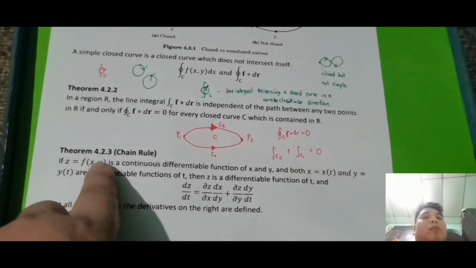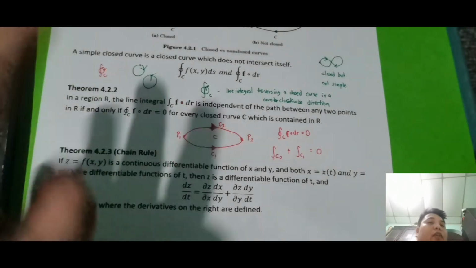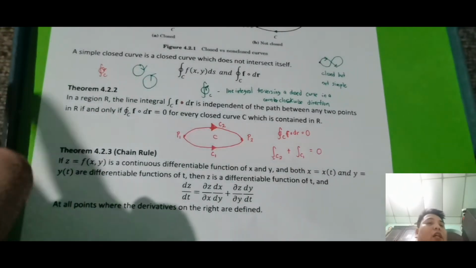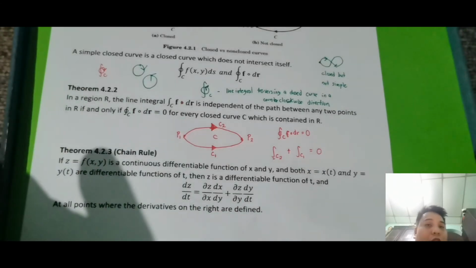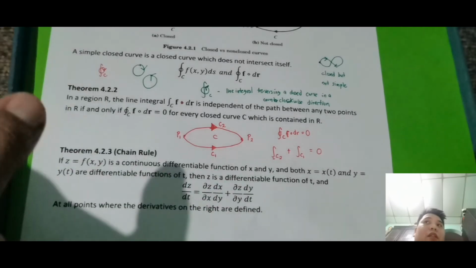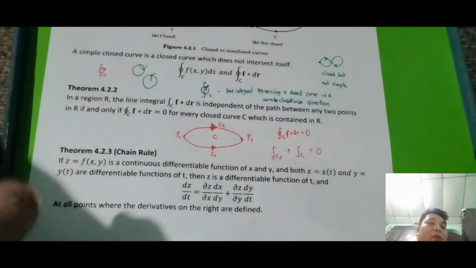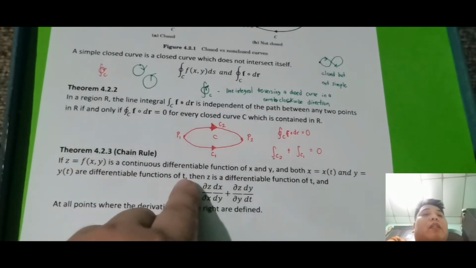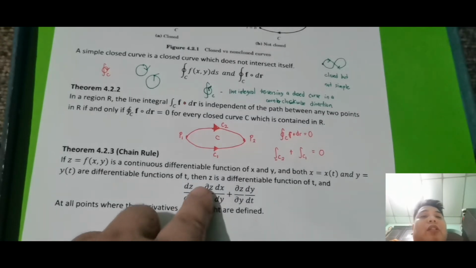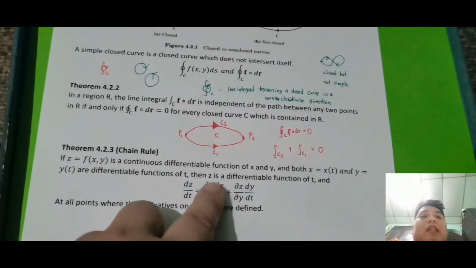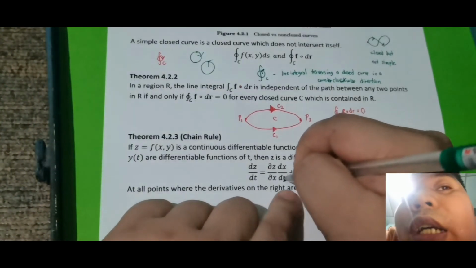If z is equal to f of x comma y is a continuously differentiable function of x and y, and both x equal to x of t and y equal to y of t are differentiable functions of t, meaning the derivatives exist and are not undefined, then z is a differentiable function of t. The derivative of z with respect to t is the partial derivative of z with respect to x times dx over dt.